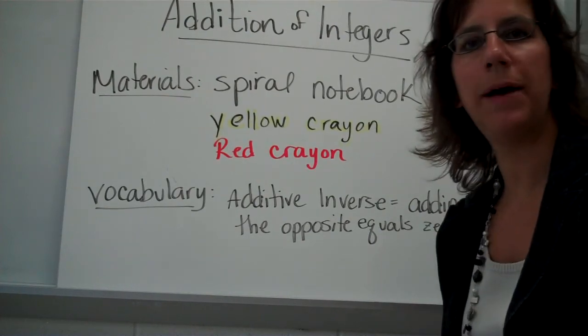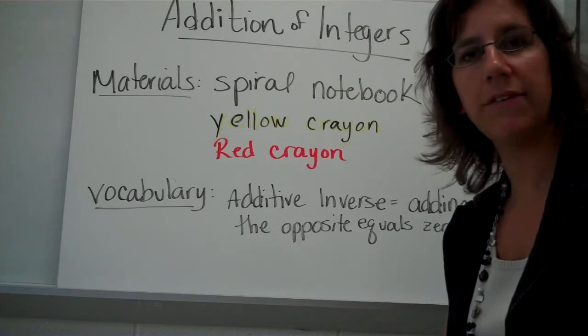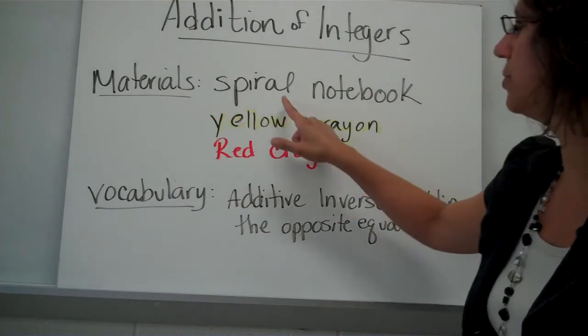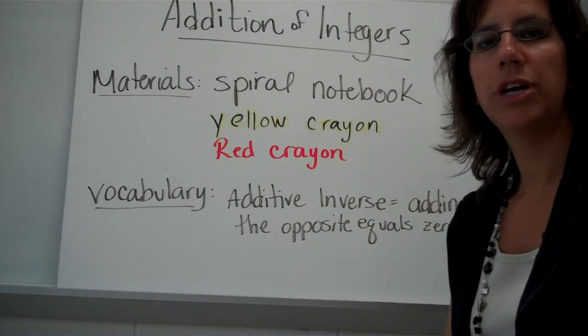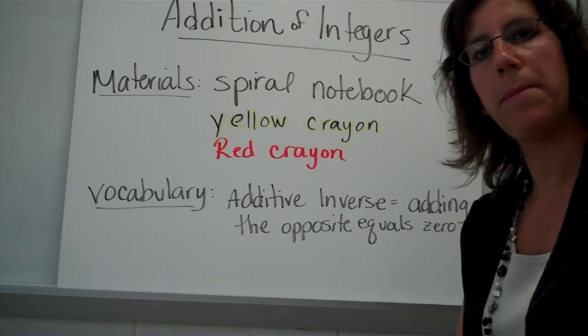Okay, this lesson is all about addition of integers. And in this lesson, we're going to be talking about modeling of integers as well as the computation of integers as well. So you're going to need to get out your spiral notebook, a yellow crayon, and a red crayon. You're going to need those materials in order to do some pictures. Go ahead and grab those materials and then come on back.